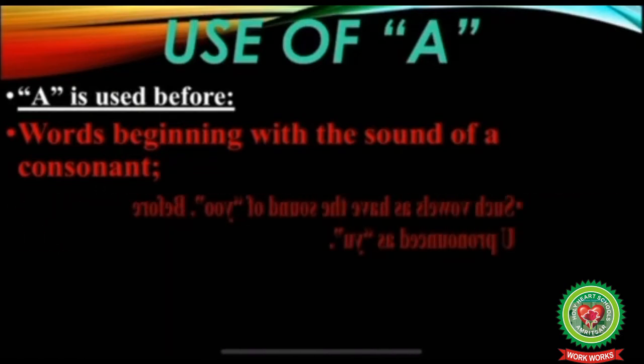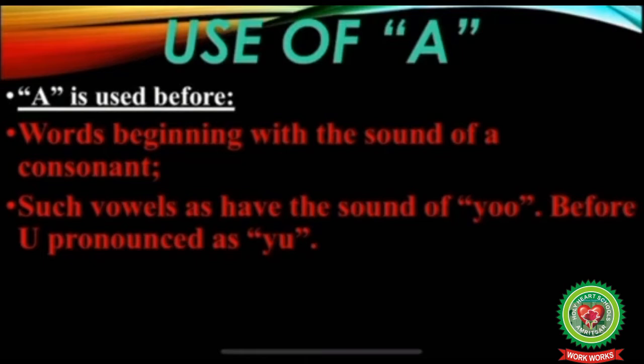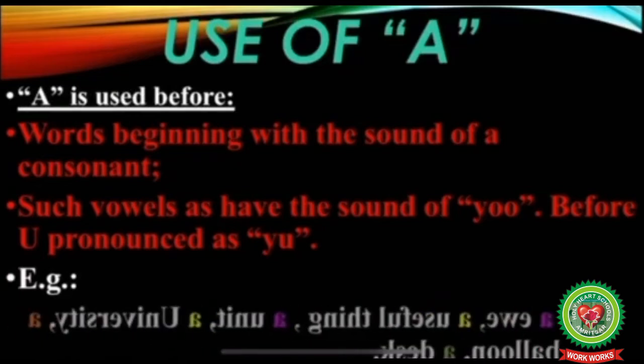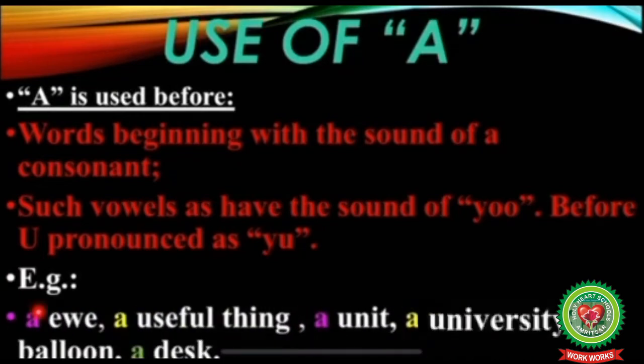So the article a is used before the words which begin with the sound of a consonant. And one more, such vowels that have a sound of U. So see here children, when the vowel U is there, but it is giving the sound of U, then we will be using article a. This will be clear with these examples. See here, a U. So E here, though it is a vowel, it is giving the sound of U. So we will be using article a.